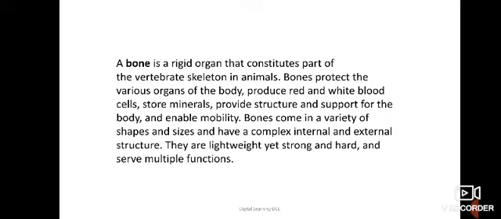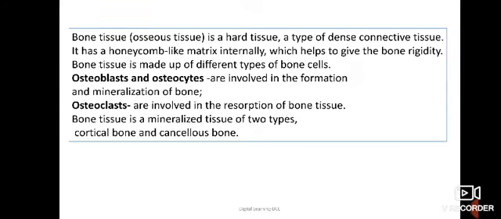A bone is a rigid organ that constitutes a part of the vertebrate skeleton in animals. Bones protect various organs of the body. They produce red and white blood cells, store minerals, provide structure and support in the body, and enable mobility. Bones come in a variety of shapes and sizes and have a complex internal and external structure. They are lightweight yet strong and hard and serve multiple functions.